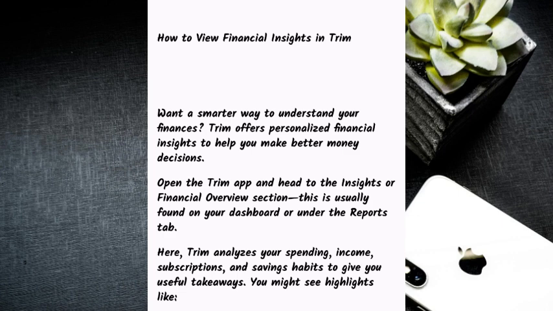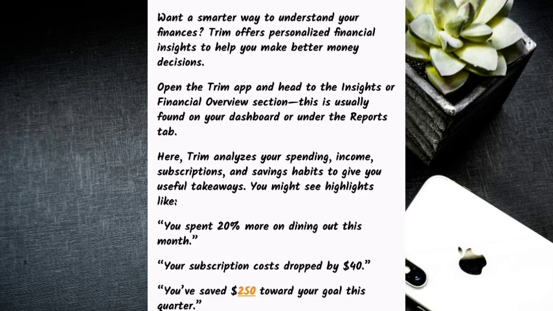First, open the Trim app and head to Insights or Financial Overview section. This is usually found on your dashboard or under the Reports tab. Here, Trim analyzes your spendings, income, subscriptions, and saving habits to give you useful takeaways.